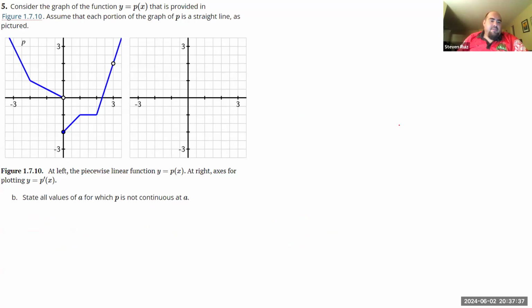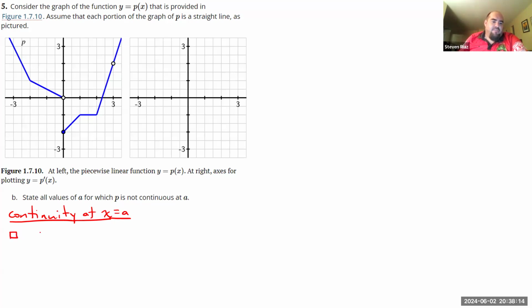Moving on to part B. State all the values of a for which p is not continuous at a. So let's unpack that. What does it mean to be continuous? To have continuity, I'll give you a couple different definitions here. One of these we can look at as a checklist between 3 different things. And I'll expand this: continuity at x equals a.